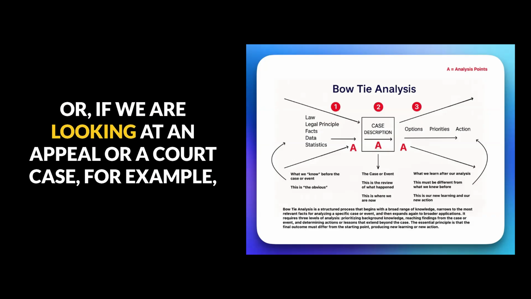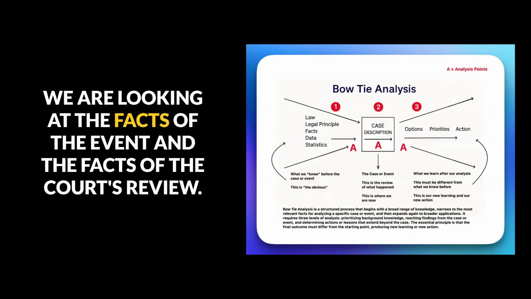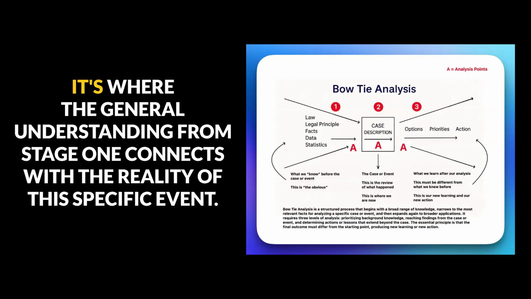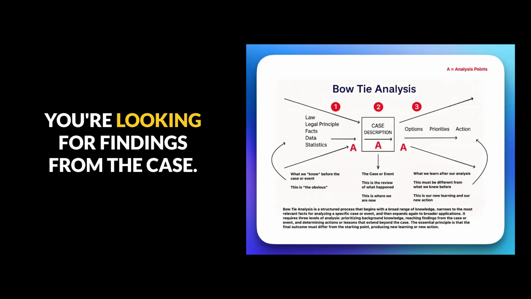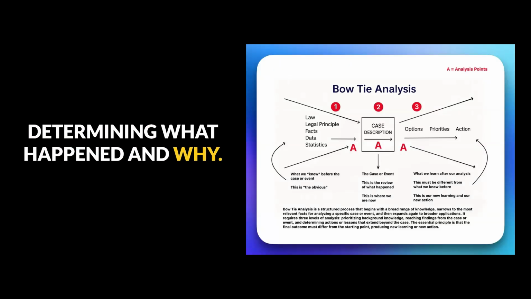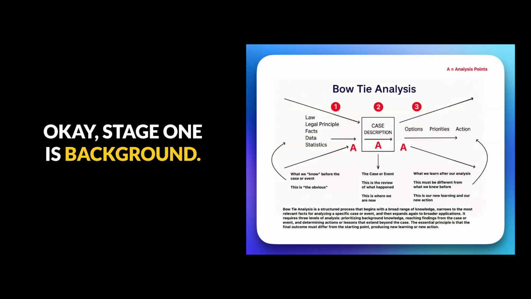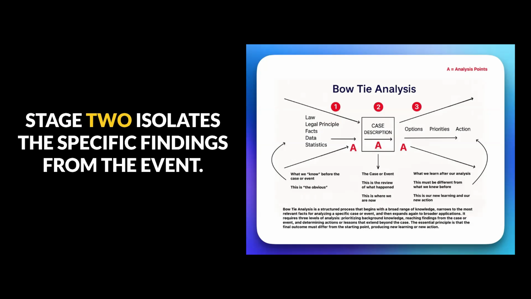Or if we are looking at an appeal or a court case, for example, we are looking at the facts of the event and the facts of the court's review. Yes, it's where the general understanding from stage 1 connects with the reality of this specific event. You're looking for findings from the case, determining what happened and why. Okay, stage 1 is background. Stage 2 isolates the specific findings from the event.